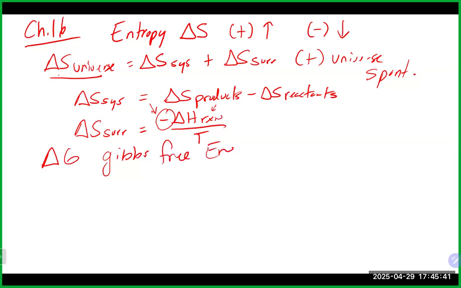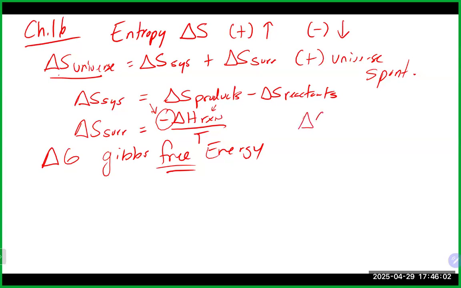And the free energy is pretty much what it sounds like. It's available to do some type of work. And we can actually use delta G to figure out whether or not a reaction is spontaneous or not. There's a few different sort of delta G equations we'll see. I think we saw a couple up front.